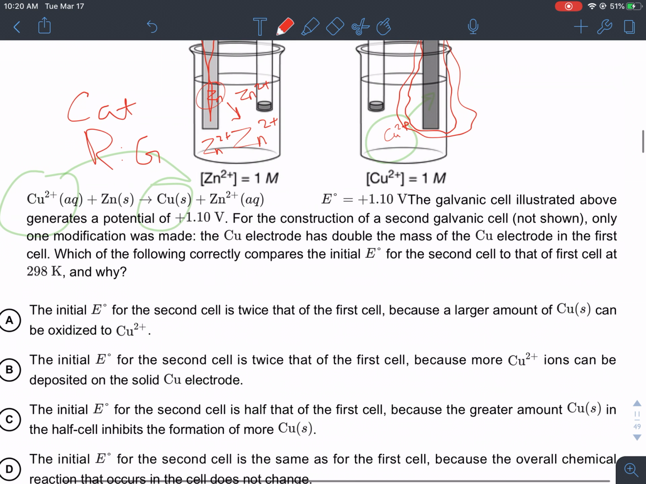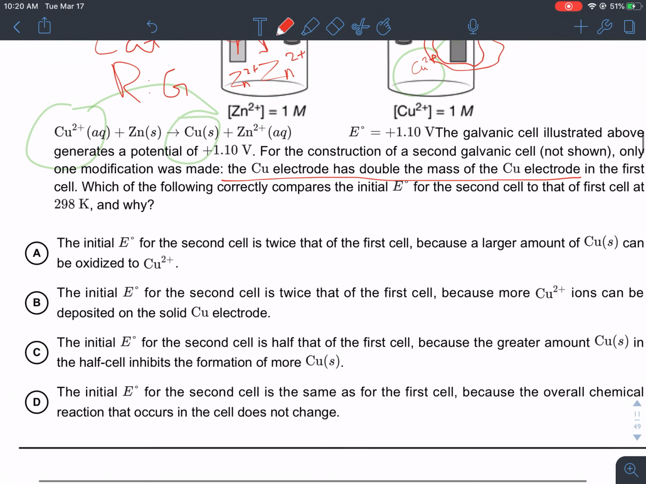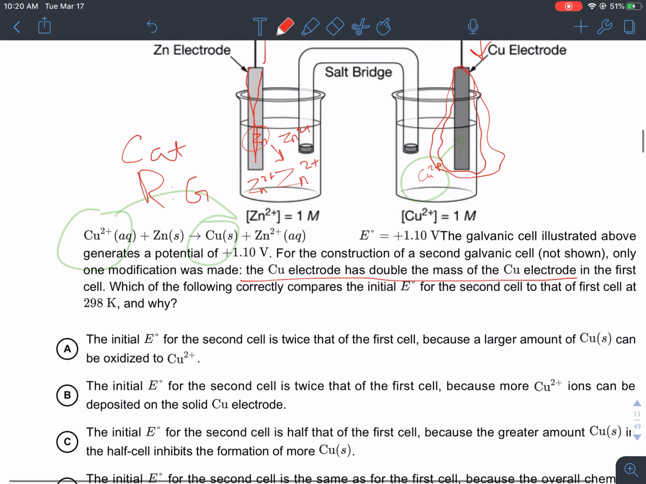So the question says the Cu electrode has doubled in mass. Okay, we did the experiment 2 times. One time we had a Cu, and the second time we had a bigger Cu. What happens? Okay, the answer is D. If you increase the mass of the Cu, well, the Cu is not the thing that's decreasing, it's the thing that's increasing. It's just going to increase more. It's going to stop when you run out of the Zn. The Cu is not the limiting one.